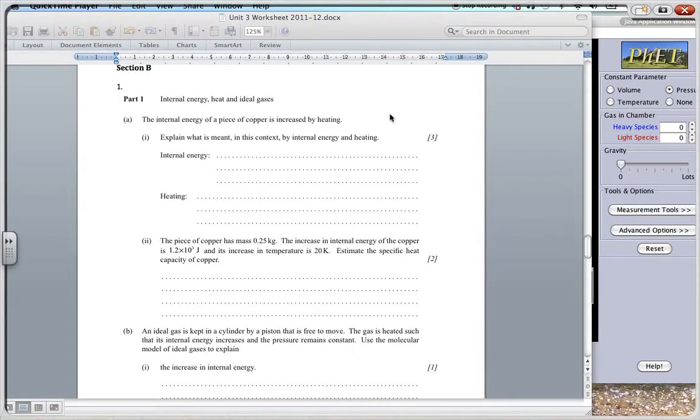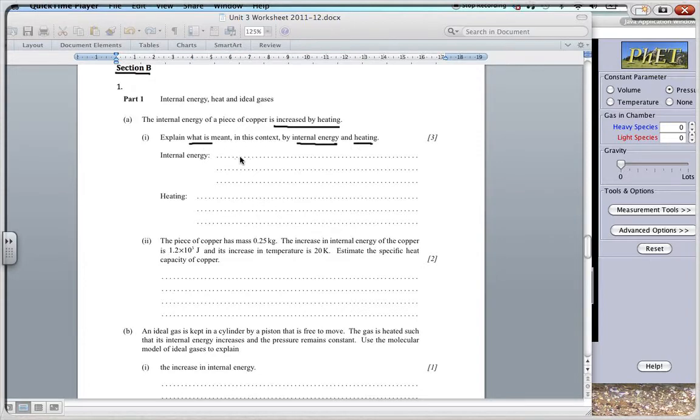Okay, so here we have section B of the worksheet for 2011-2012 Unit 3. Part 1, Question 1, Part 1: the internal energy, heat and ideal gas. The internal energy of a piece of copper is increased by heating. Explain what is meant in this context by internal energy and heating.